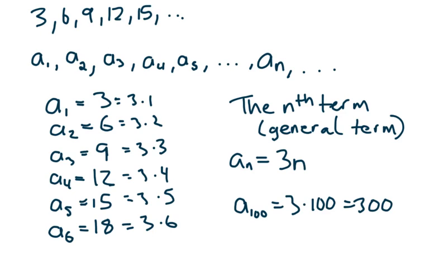So the 300th term would be a sub 300, and that's going to be 3 times 300. The 300th term is 900. Okay? Let's look at a different sequence.